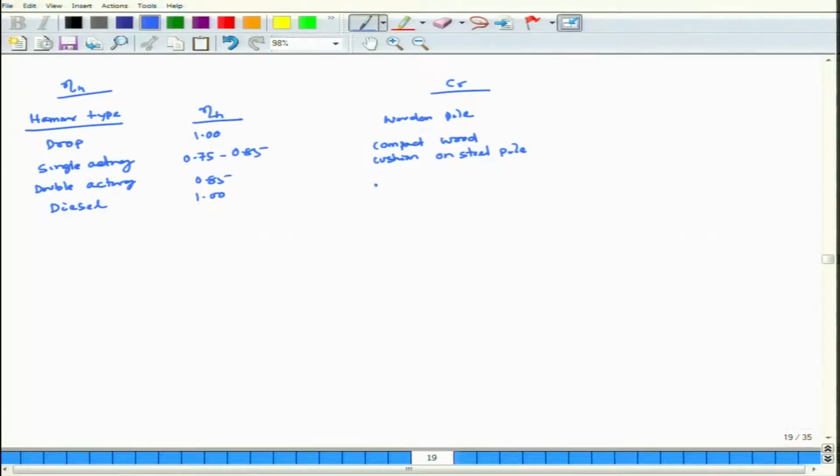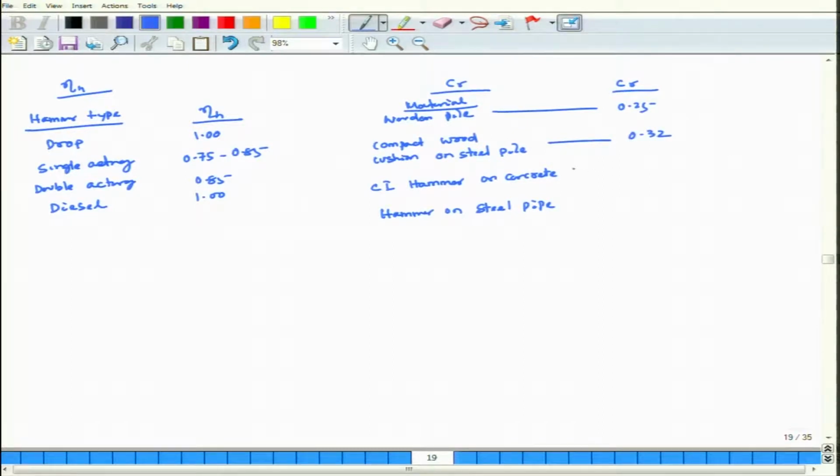then hammer on concrete, then hammer on steel pipe. So the values of C R for these materials will be 0.25, 0.32, 0.40, and 0.55. This is how Hiley has given them for these conditions.